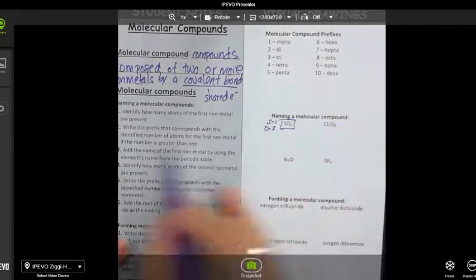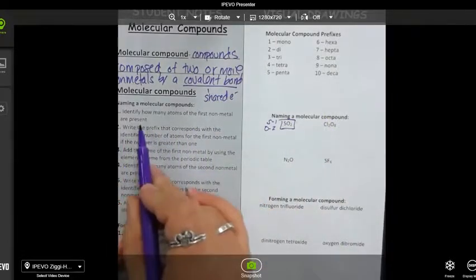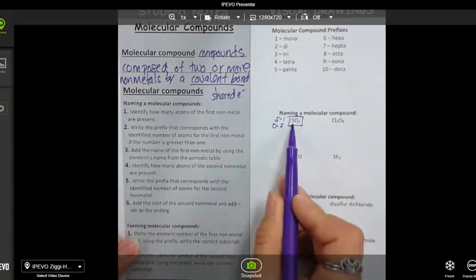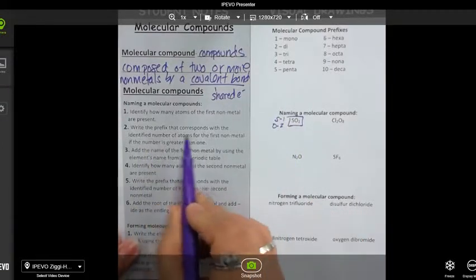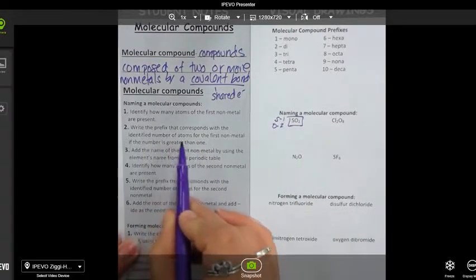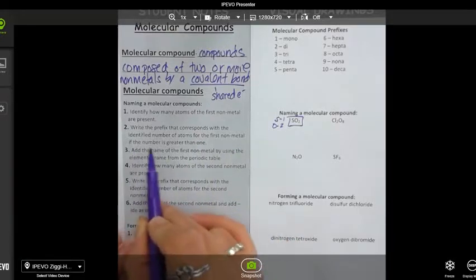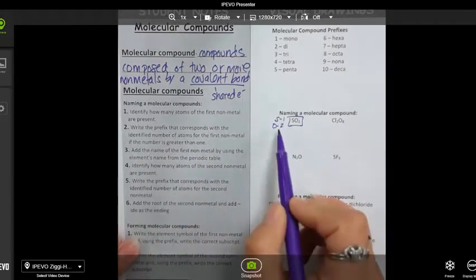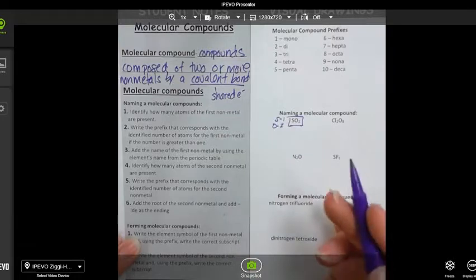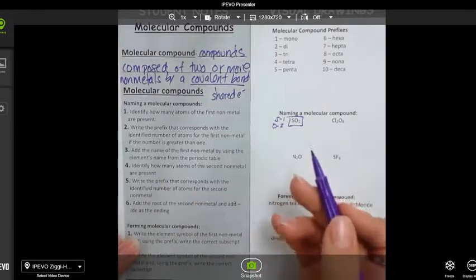So what we need to do is identify how many atoms of the first nonmetal are present. There's one sulfur. And then we need to write the prefix that corresponds with the identified number of atoms for the first nonmetal if the number is greater than 1. Since we only have one sulfur, we don't need to add a prefix.